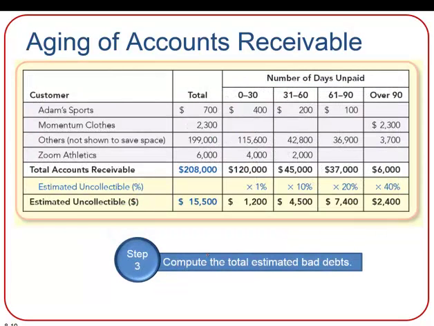And then the third step here in the aging of accounts receivable process is to compute the total estimated bad debts. So in this example, they estimate $15,500 in total, just summing up the product amounts here, which is the sum of each category. This total will not be the bad debts expense for the period, okay? This is not the bad debt expense like the prior method we did, but rather it is to be the balance in our allowance for uncollectible accounts.